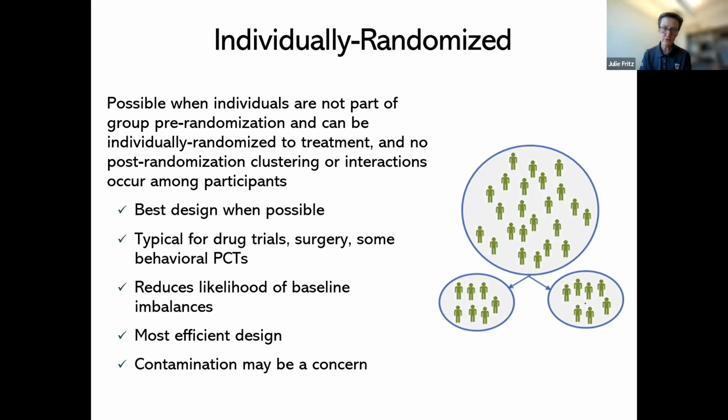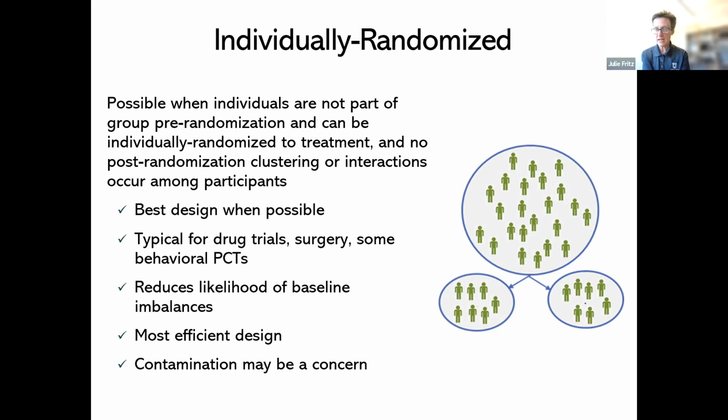The reason why this is preferable is that it reduces to the greatest extent possible the likelihood of selection bias. It's most efficient in terms of how many participants you need, but it's not always possible in pragmatic trials because of contamination. So, for example, it's hard to ask an individual therapist to do one kind of treatment for one patient and then train them not to do that treatment with another patient. So that might be a reason why individual treatment isn't realistic.